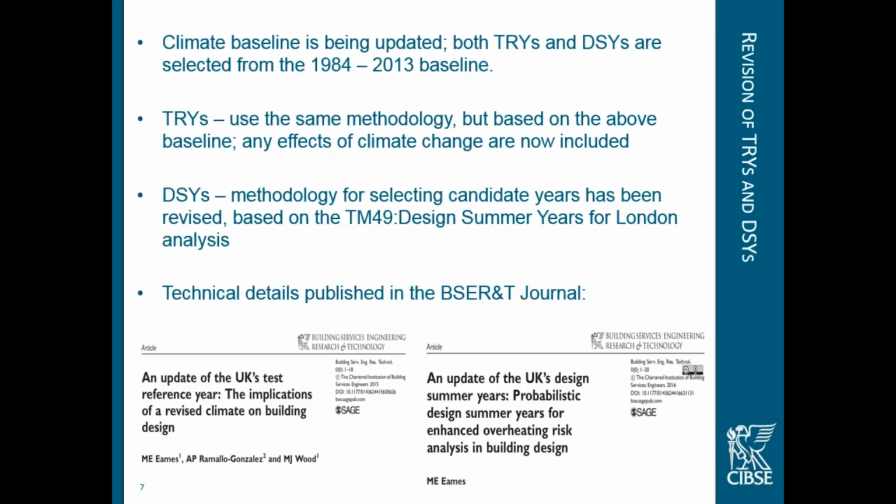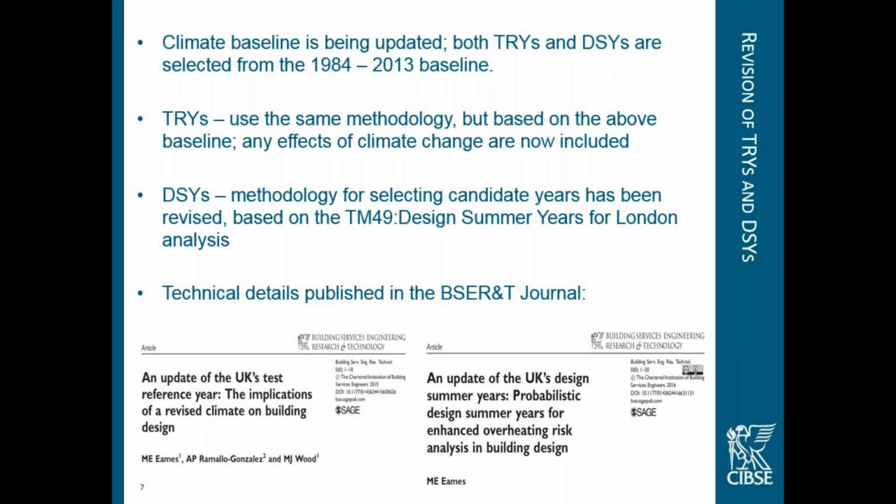So the revision is based on an updated baseline. The new baseline of both the test reference years and the design summer years is 1984 to 2013. We did this to capture any observed changes in climate, and the test reference years were produced in the same way, so average months taken from this baseline were put together to produce this average year.